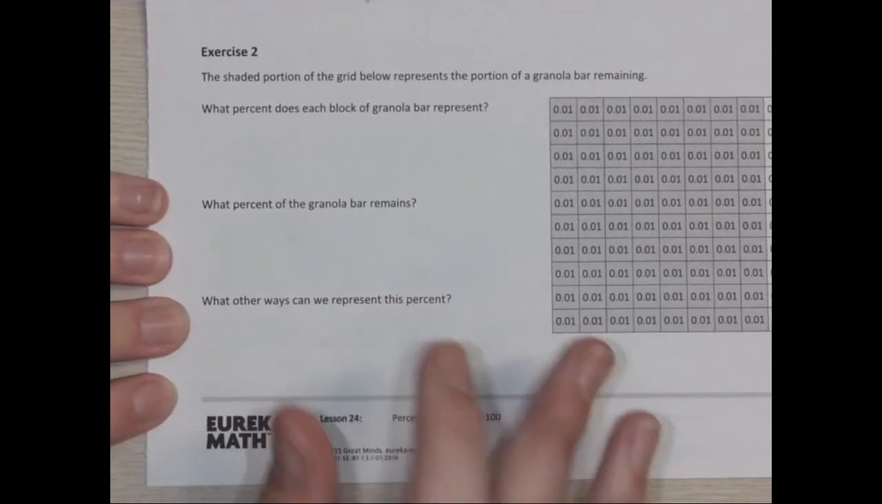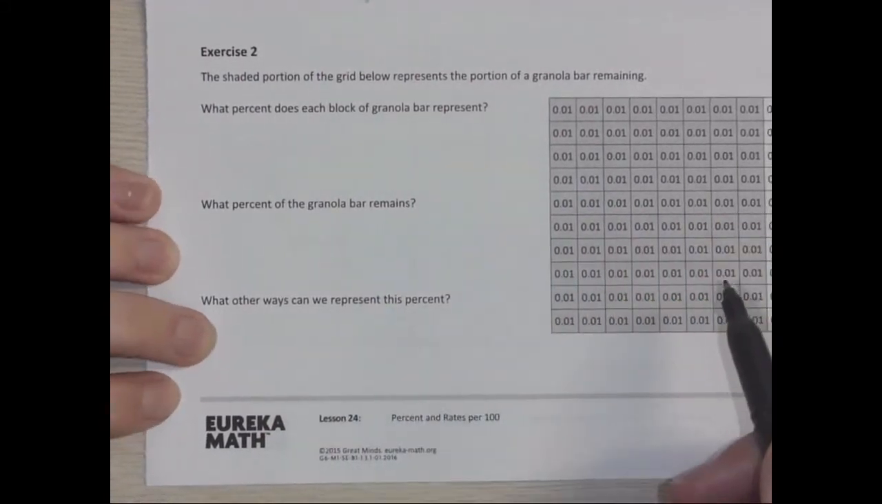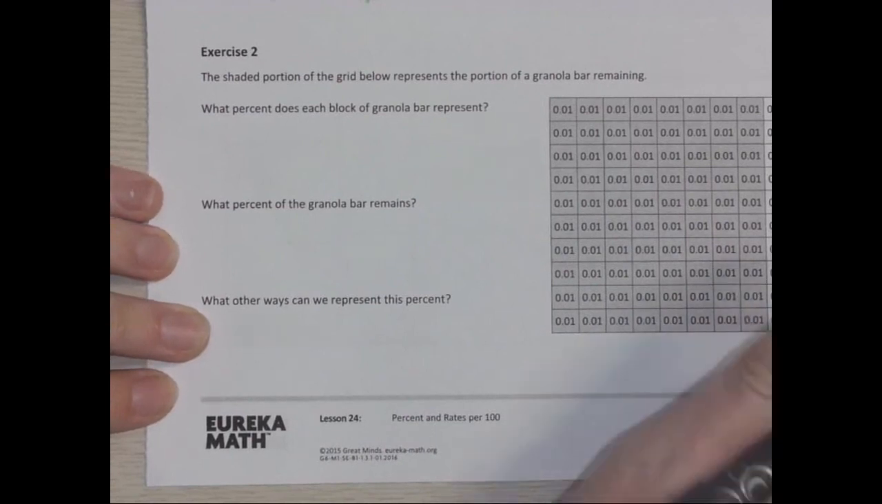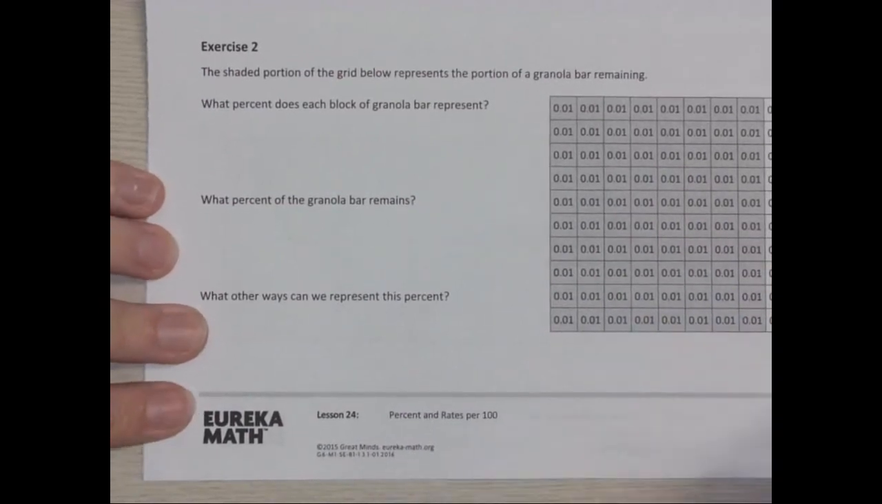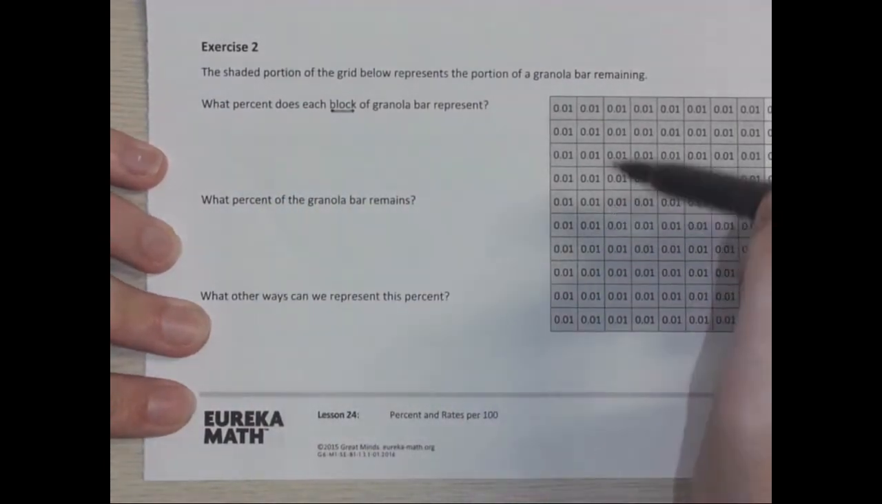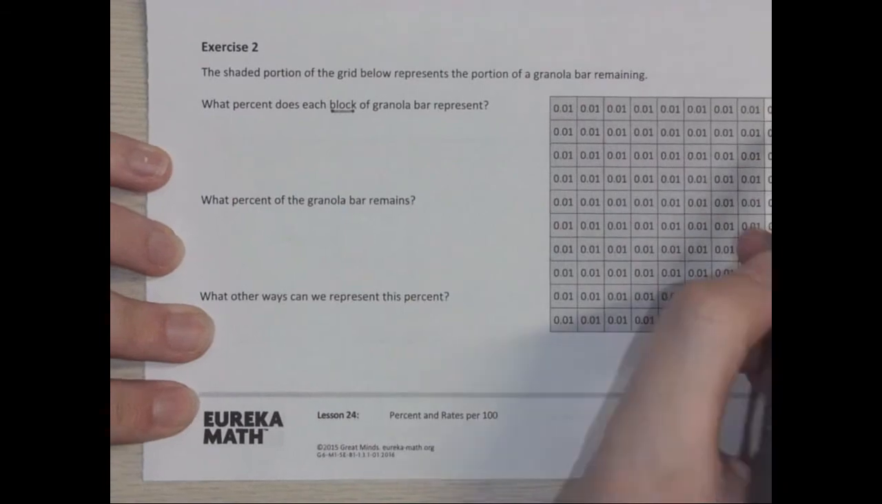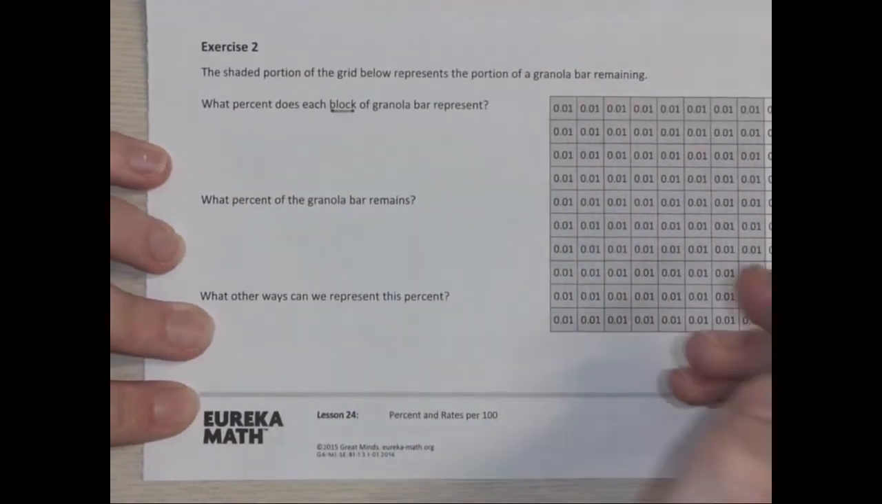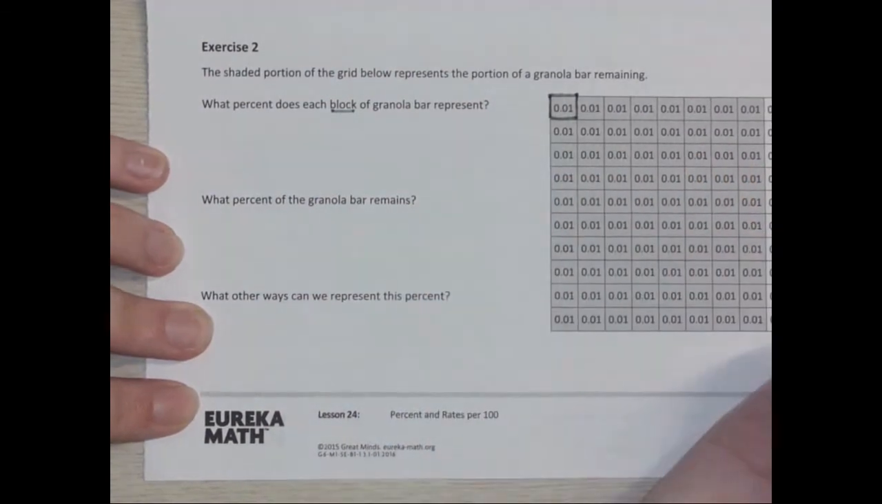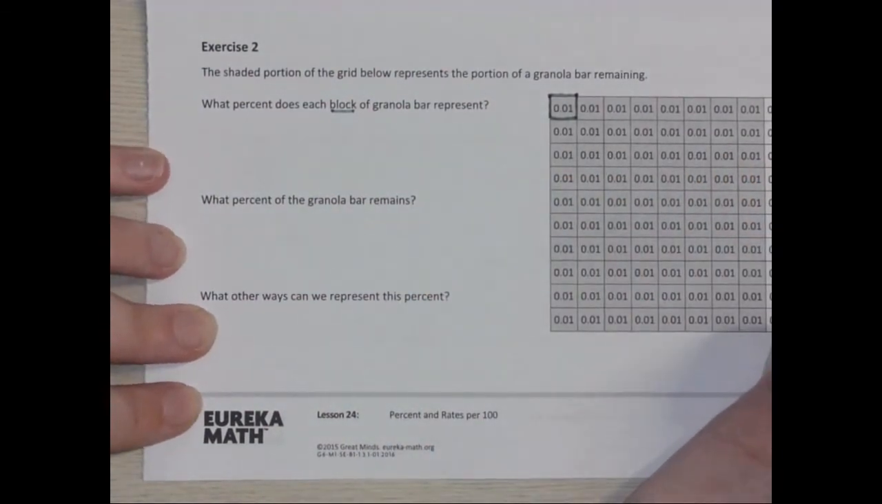So exercise 2. Exercise 2 says the shaded portion of this grid below represents the portion of a granola bar remaining. What percent does each block represent? So we know that each column or row represents 10%. I want to know what one block represents. What percent, Jordan?